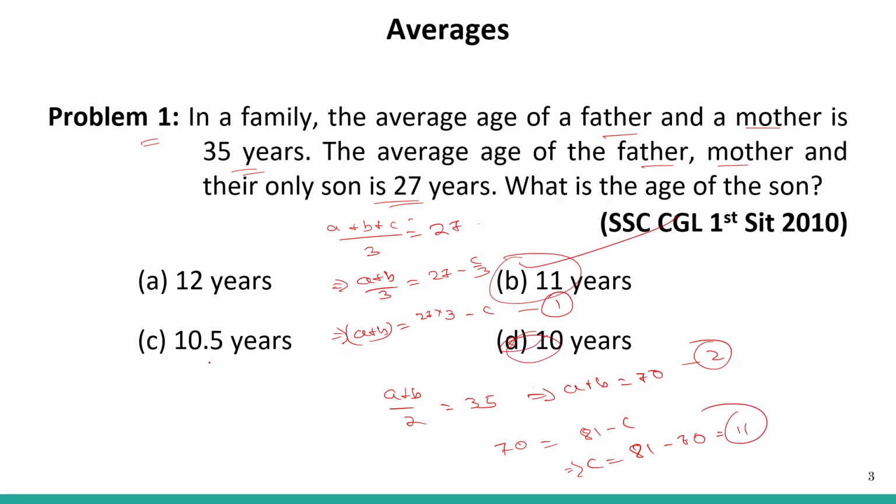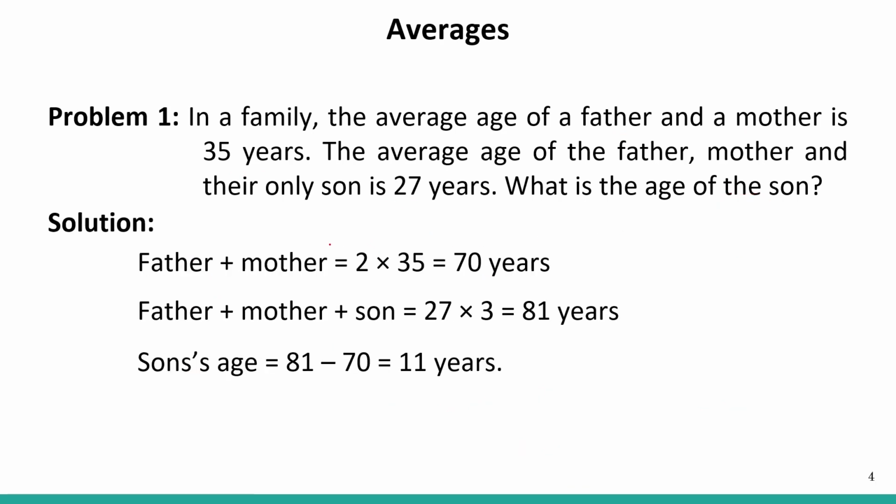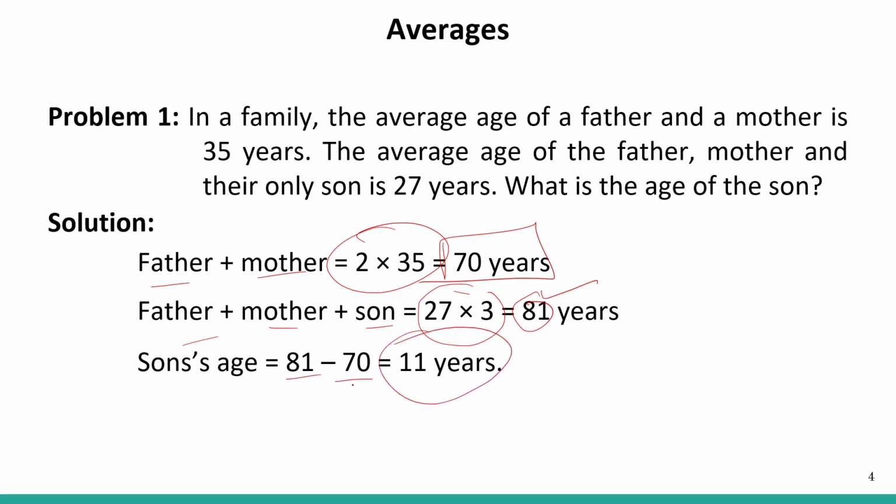So these are all wrong answers: 10.5, 12 and 10. The only correct answer is 11. This question has been asked in the SSC CGL first sitting of 2010 paper. Let's go forward with the step-by-step solution. The father's age plus mother's age is equal to 2 into 35 is equal to 70 years. Father plus mother plus son's age will be 27 into 3 is equal to 81 years. So the son's age will be 81 minus 70 is equal to 11 years.